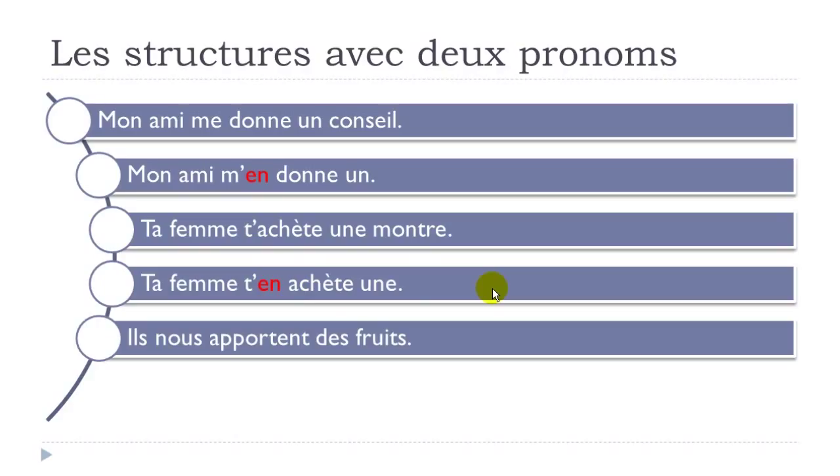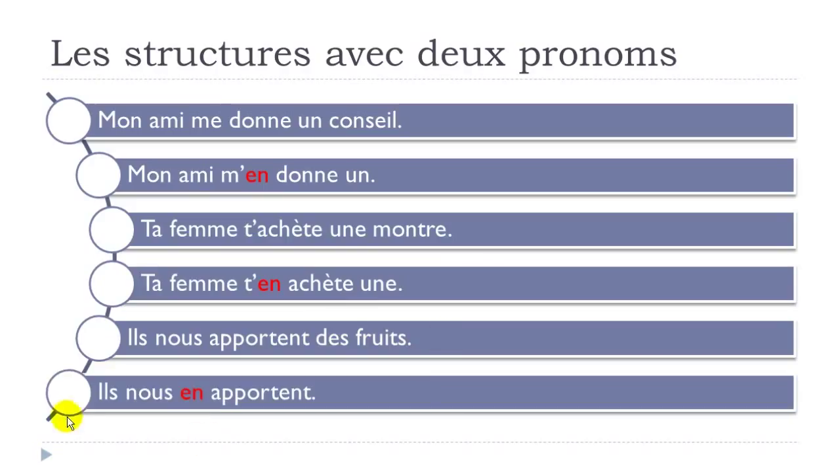Okay, then il nous apporte des fruits. Okay, so remember, apporter is to bring, des fruits, fruits. Okay, in that case we would like to replace des fruits, and so we will replace it with the pronoun en. Okay, il nous en apporte. All right, so nous first, then your pronoun en, then the verb.